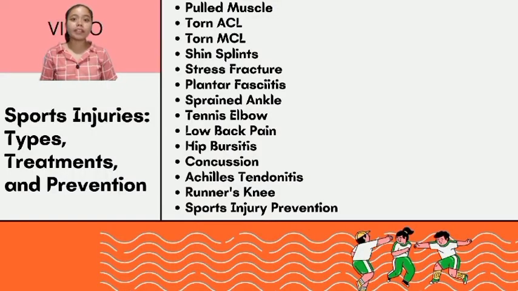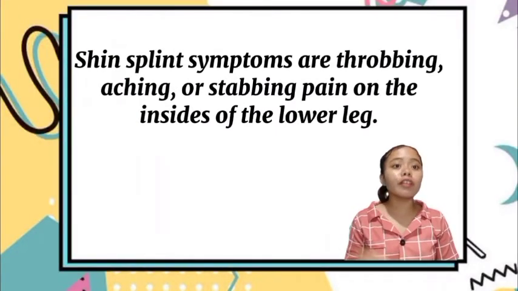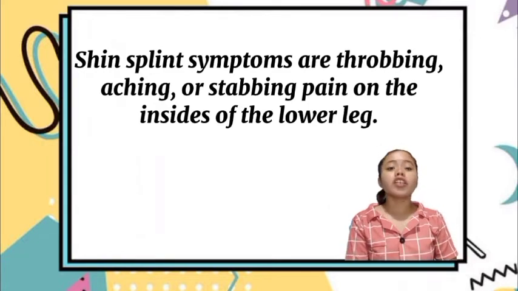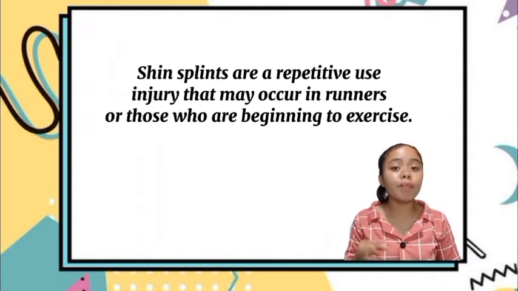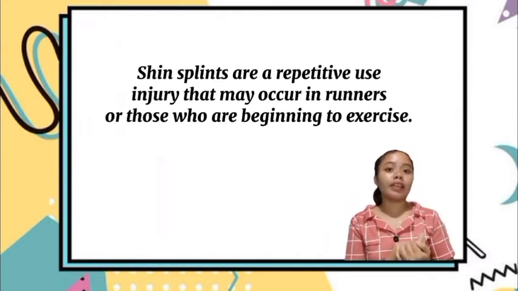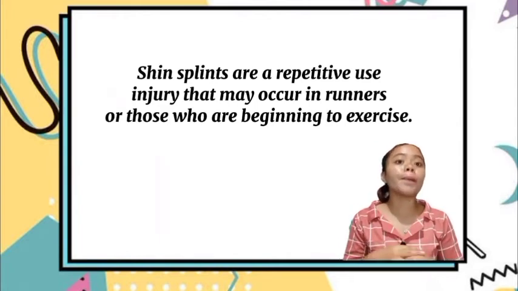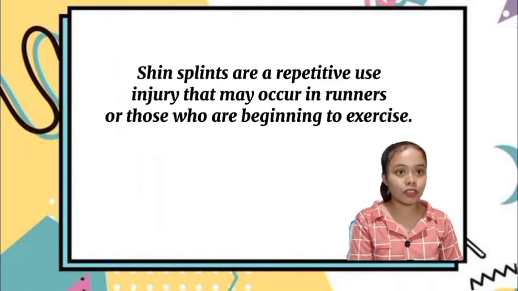The next one is shin splints. Symptoms are throbbing, aching, or stabbing pain on the inside of the lower leg. Shin splints are a repetitive use injury that may occur in runners. Usually, sa mga runners po ito nangyayari. Or those who are beginning to exercise. Nagsisimula pa lang tayo mag-exercise.